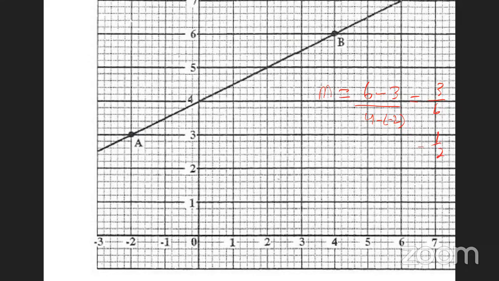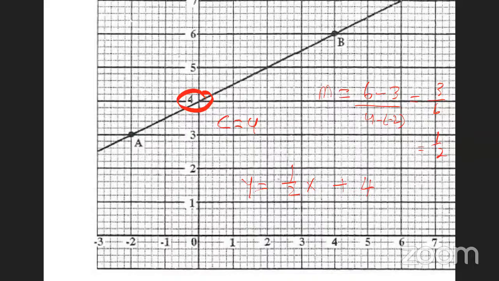And do I have to work out the y-intercept? Do I have to work out C? You can see C right there. So C is how much? C is 4. So the equation is y equals mx plus c, so y equals a half x plus 4. Okay?